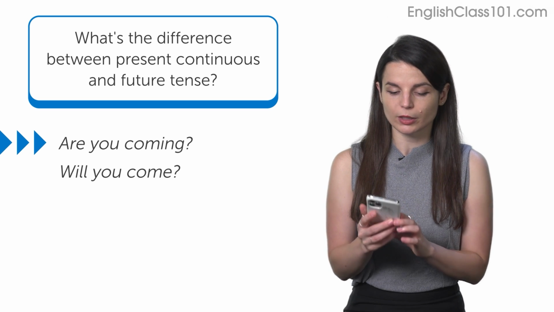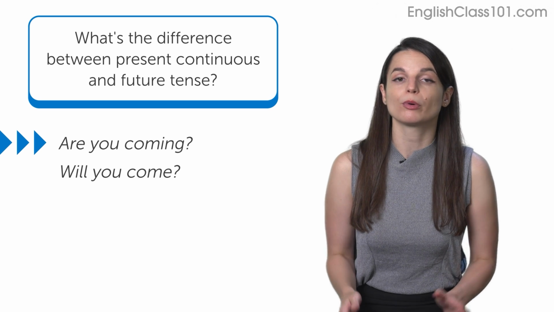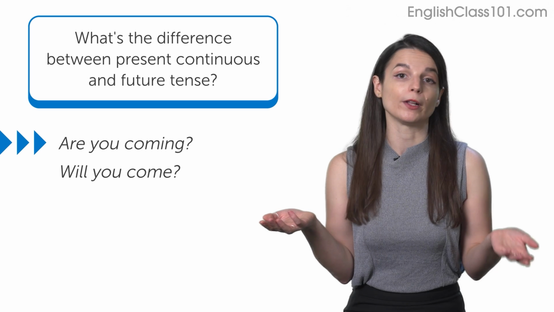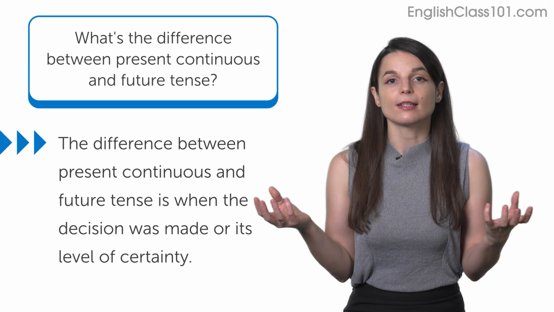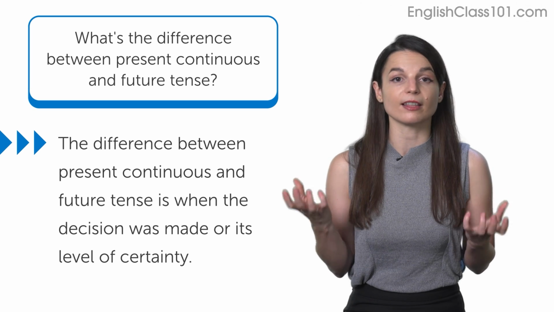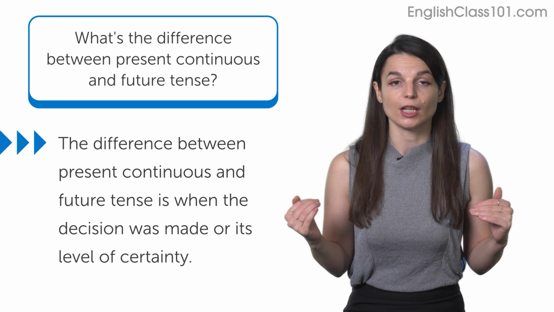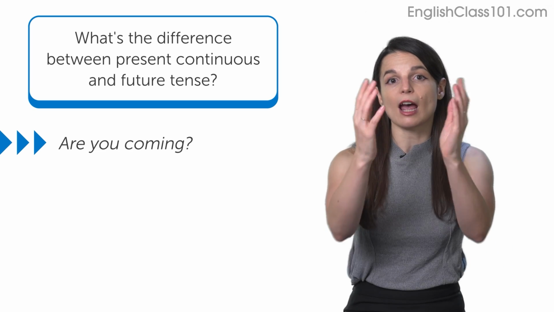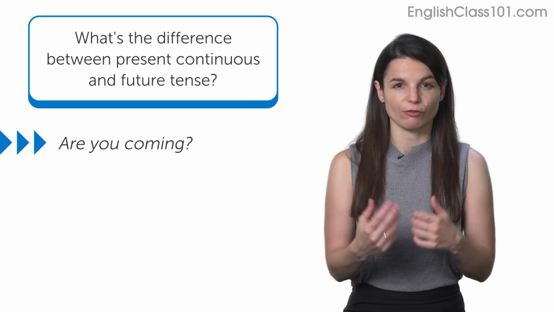Okay, yeah, let's do a little grammar breakdown. So present continuous versus a future tense construction like will you. Basically, the difference is in when the decision was made or the strength of the decision, like the level of certainty of the decision. So in a question like, "Are you coming?" it means, in other words, have you decided to come? That's kind of the feeling of this one.